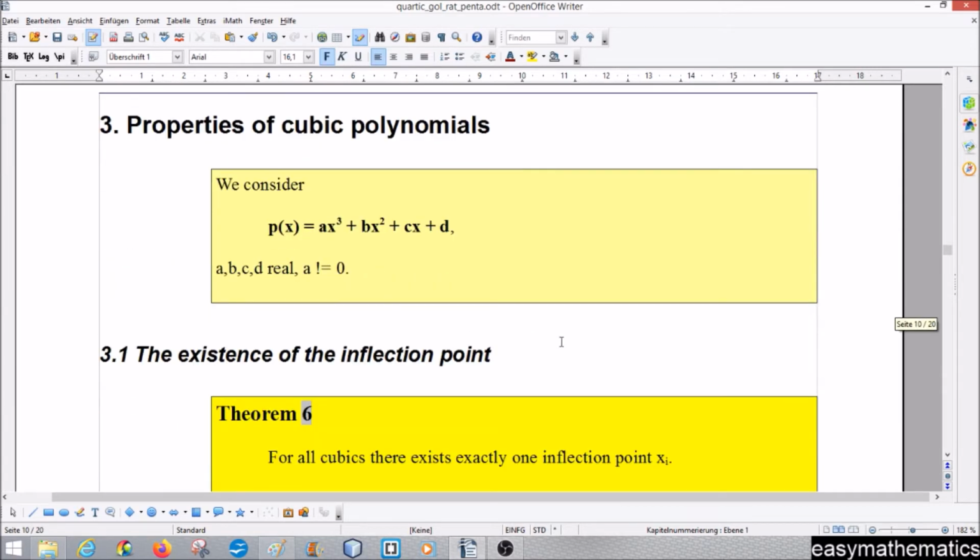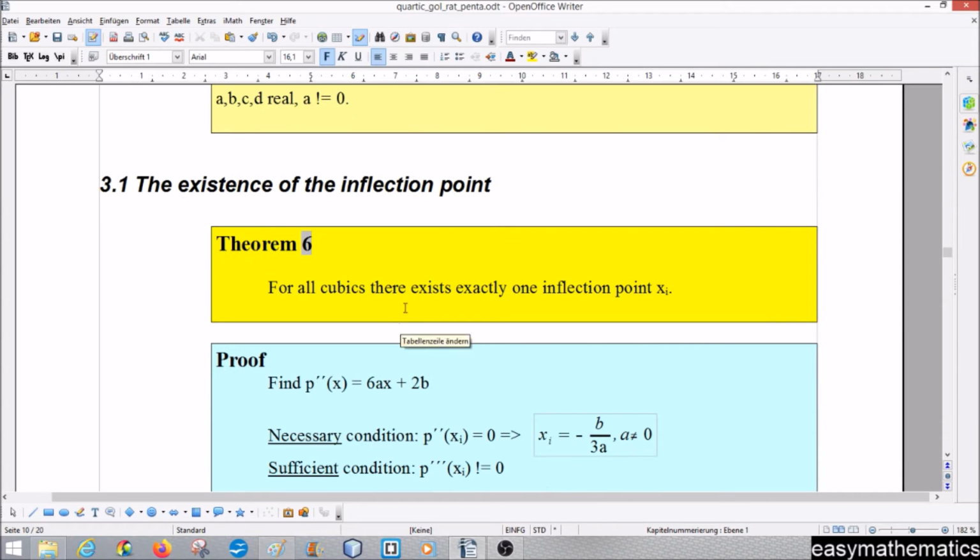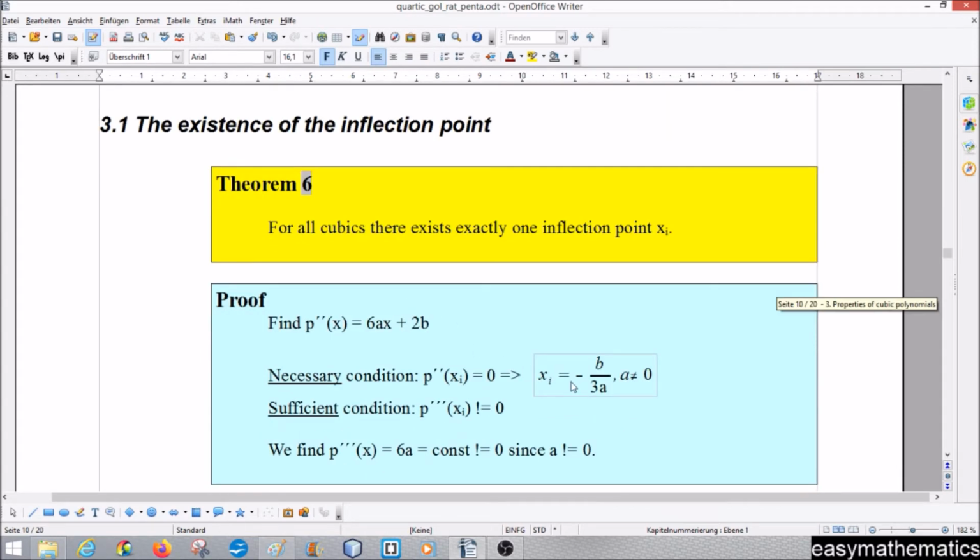We come to the properties of cubic polynomials. We consider p of x is a times x cubed plus bx squared plus cx plus d, with a, b, c, d real, and a is not 0, otherwise we would have a quadratic. Okay, so existence of inflection point: for all cubics there exists exactly one inflection point xi.